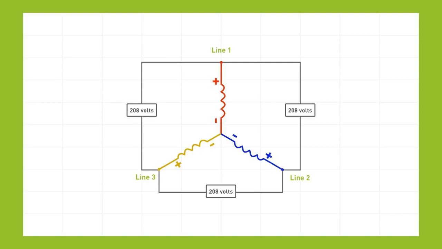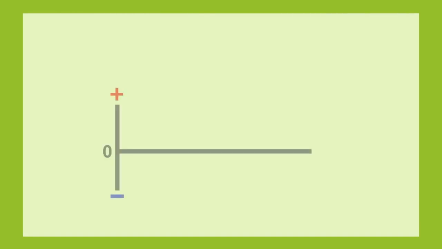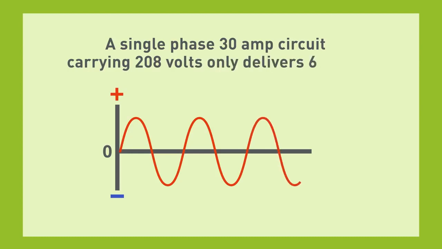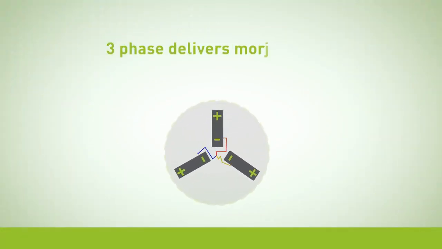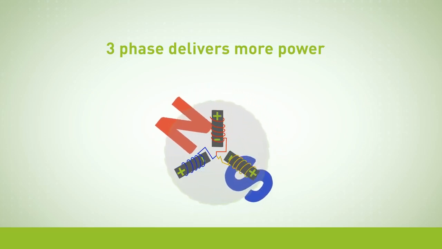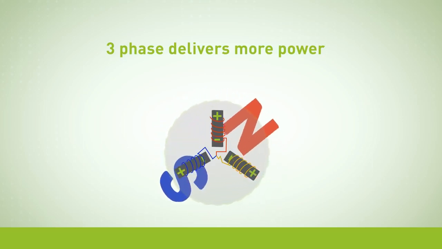If the wire is capable of delivering 30 amps, then the power that's being delivered is 208 volts times 30 amps times 1.732 for total power available of 10.8 kilovolt amps. In comparison, for a single-phase 30 amp circuit carrying 208 volts, you will only get 6.2 kilovolt amps. Basically, three-phase delivers more power. There are other factors why it's far better to run three-phase power to a data center rack rather than using single-phase power, and those factors are discussed in the volts versus amps video and also in the 208 versus 400 volts video.